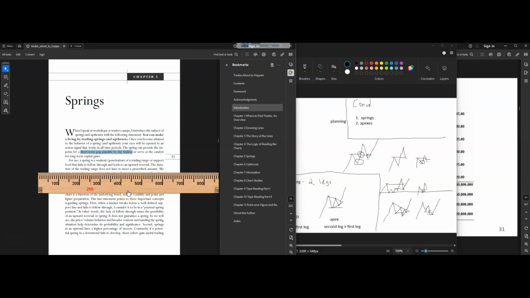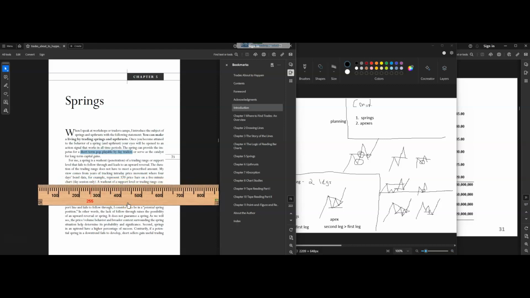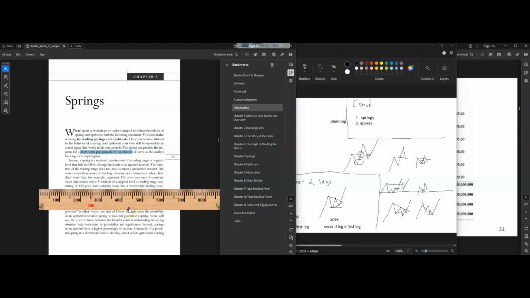All right, the duration of the trading range does not need to meet a prescribed amount. My view comes from years of tracking intraday price movement, where 4 days of bond data, for example, represents a lot of bars on a 5-minute chart. A washout of a support level or trading range consisting of 320 bars suddenly looks like a worthwhile trading situation.